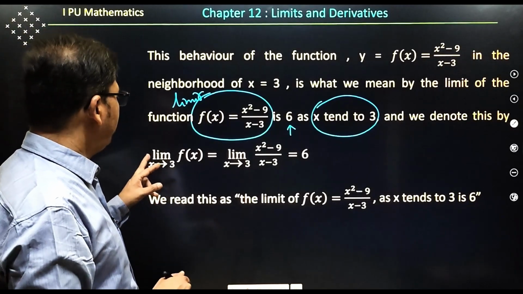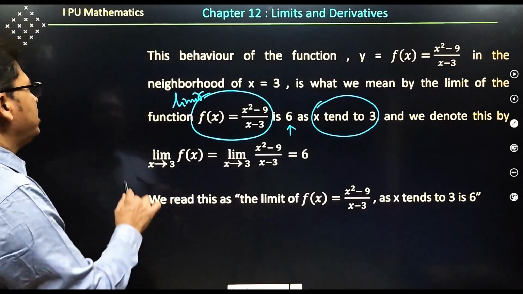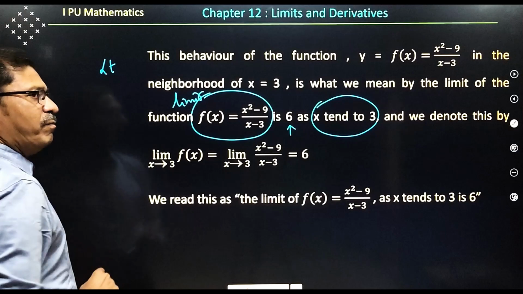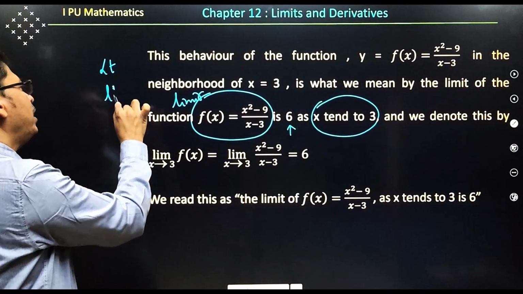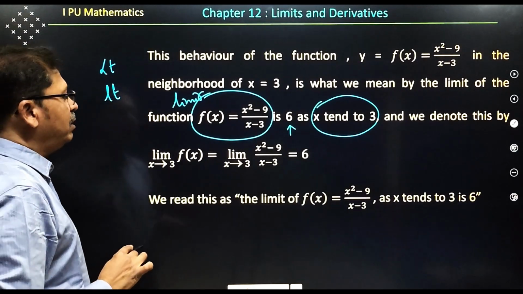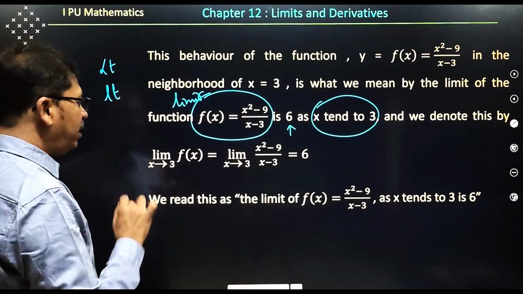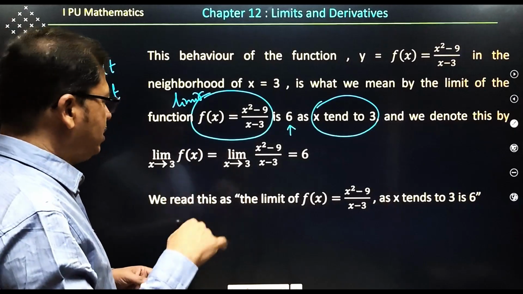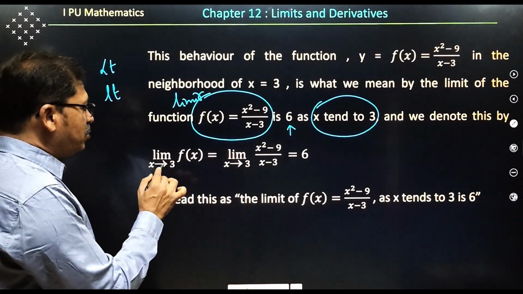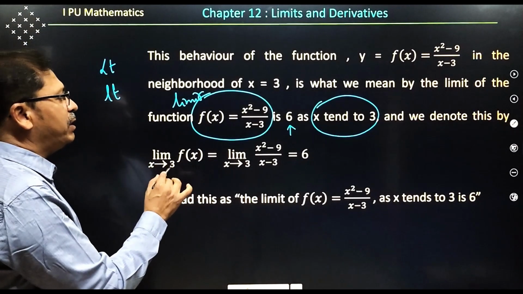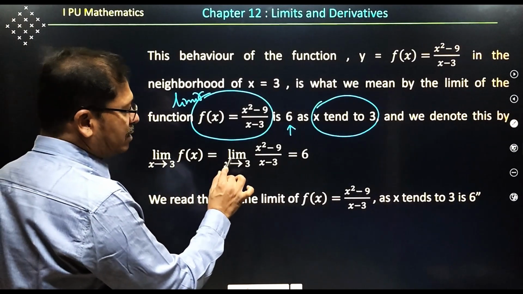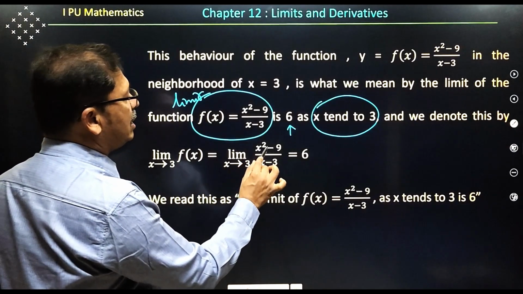Symbolically we write LIM. In some texts we write LT also, sometimes small l and small t. It is convenient to write LIM. We read it as limit, but LIM is the symbol. Below the LIM you need to write x tends to 3. So f(x) is equal to limit x tends to 3 of x square minus 9 divided by x minus 3.